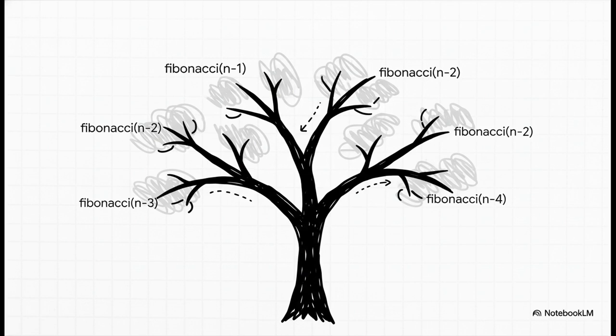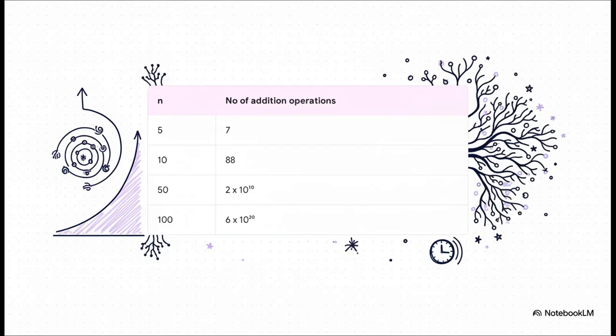To calculate, say, Fibonacci of 5, you have to calculate Fibonacci of 4 and 3. Okay, but to get 4, you have to calculate 3 times again. The same work is being done over and over and over. And this is the price you pay for that hidden flaw. The number of calculations required just explodes.